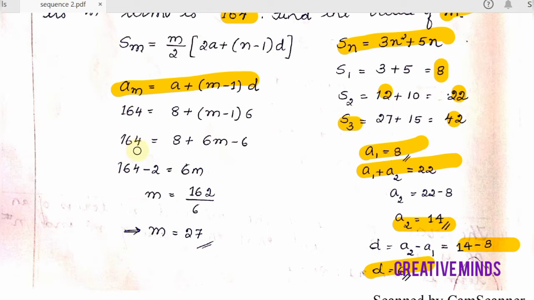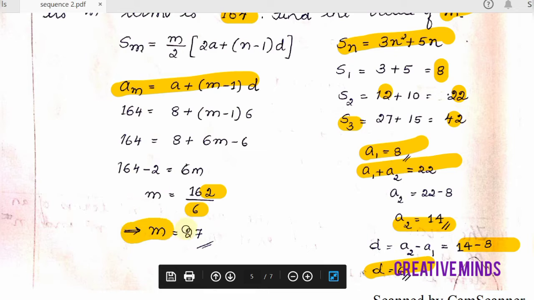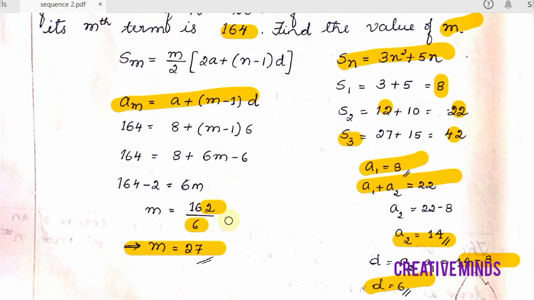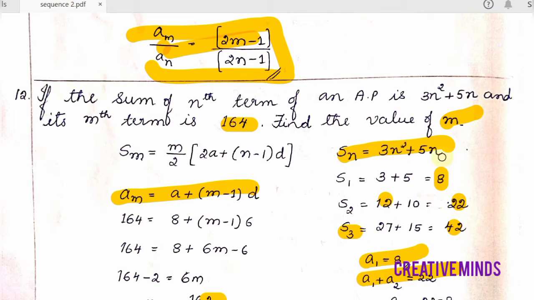So 164 is equal to 8 minus 6 is 2, plus 6m. 164 minus 2 is equal to 6m. m is equal to 162 by 6, that is equal to 27. So the value of m is 27. The mth term, that means the 27th term, is 164.